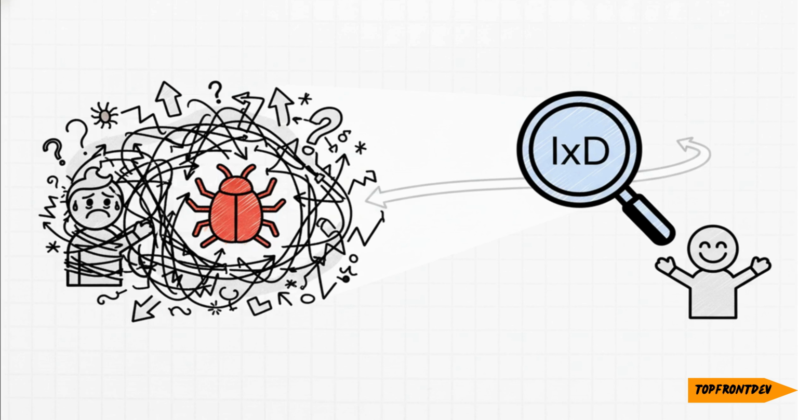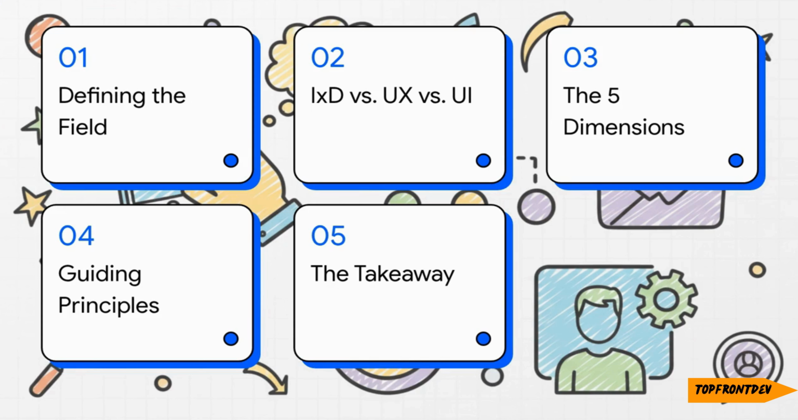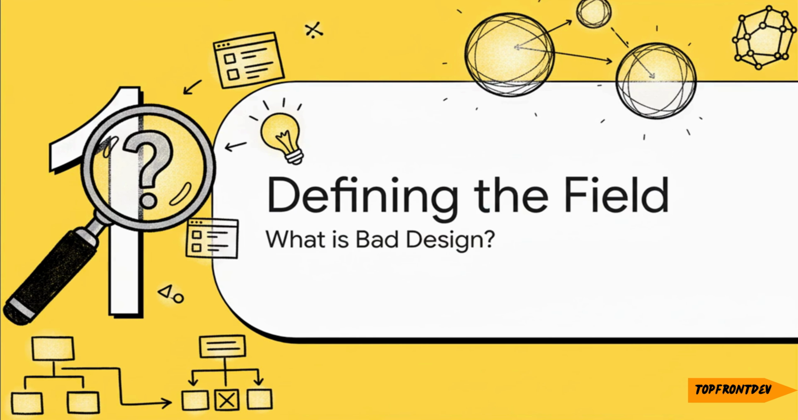And that's exactly the problem that interaction design, or IXD, as you'll often hear it called, is meant to fix. All right, here's the game plan for today. We'll start with what bad design looks like, then clear up the whole interaction versus UX versus UI confusion. We'll hit the 5 dimensions, cover the principles for great interaction, and finish up with why this stuff really matters to you. Let's go.